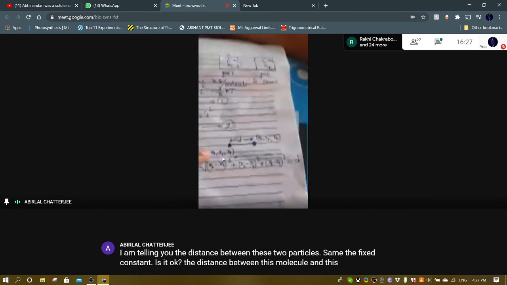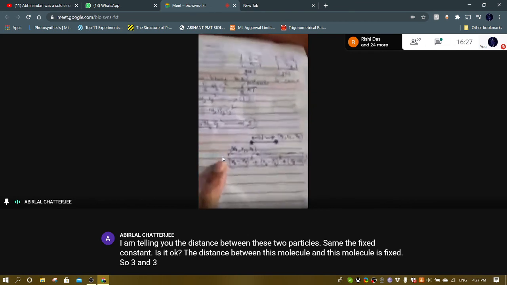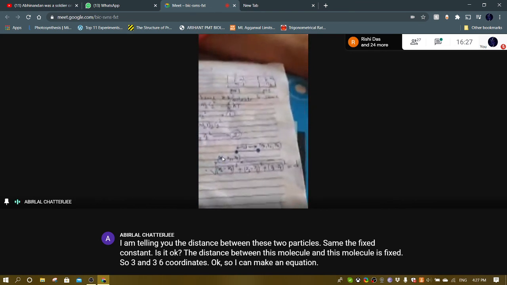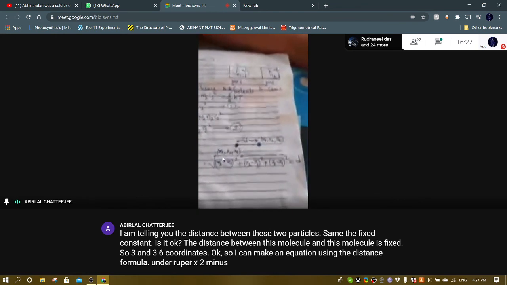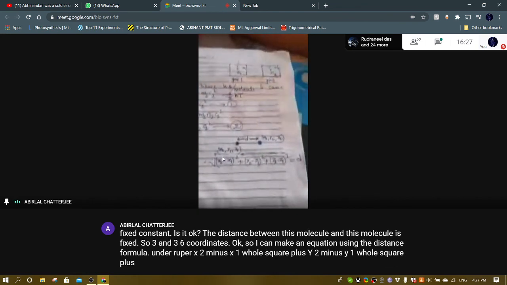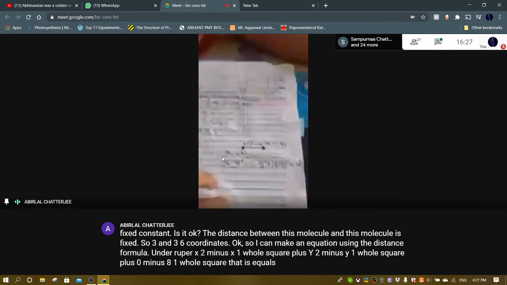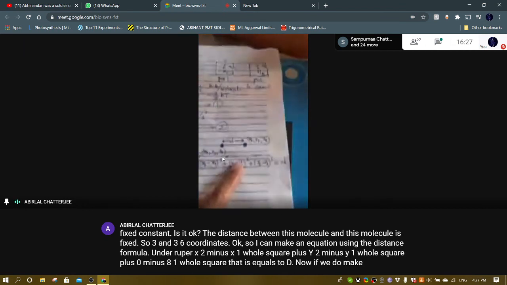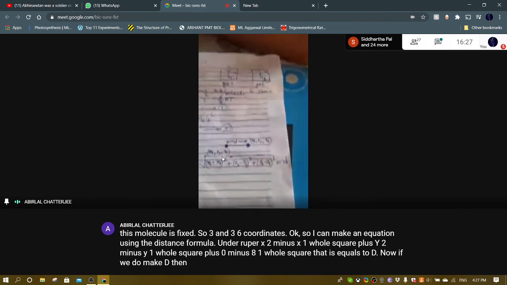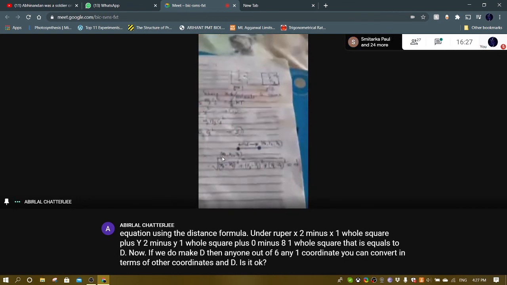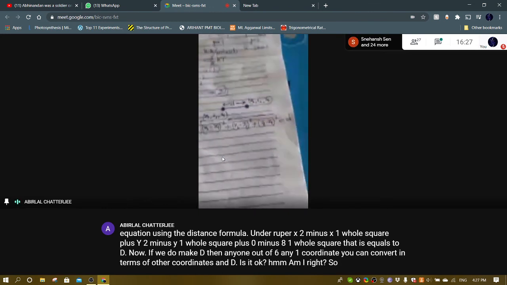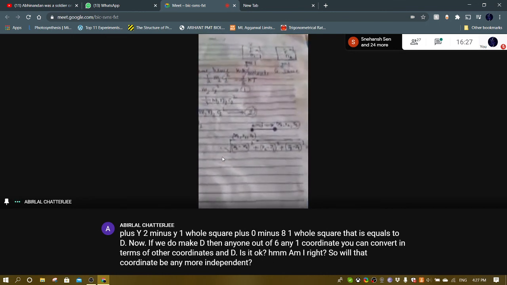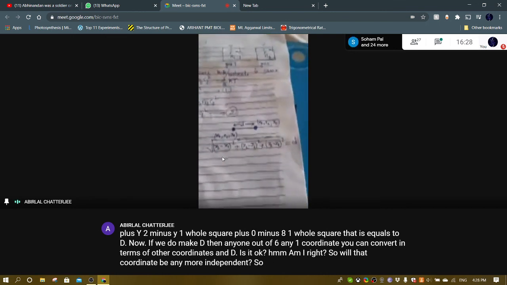The distance between this molecule and this molecule is fixed. So 3 and 3, 6 coordinates. I can make an equation using the distance formula: under root of (x2 minus x1) whole square plus (y2 minus y1) whole square plus (z2 minus z1) whole square is equal to d. Now, if you fix d, then any one coordinate out of 6 you can convert in terms of the other coordinates and d. Is it okay? Yes, sir. So will that coordinate be any more independent? No, sir.